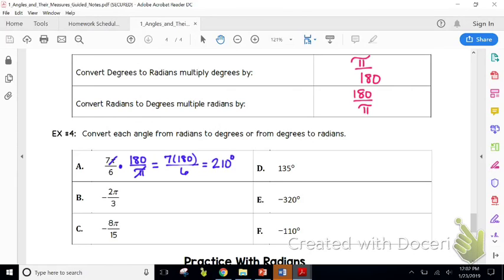210? 210. Don't forget your degree symbol, guys, because radians has no units. If you don't put degrees, that means you're telling me it's in radians. Okay? So be careful in that.